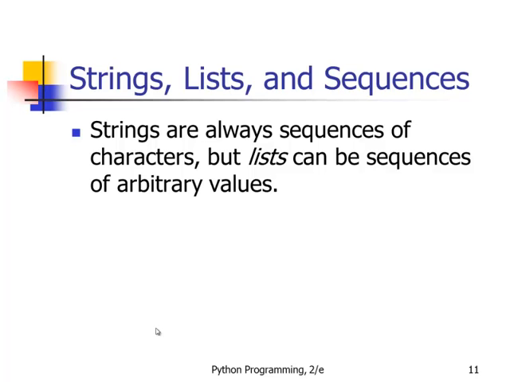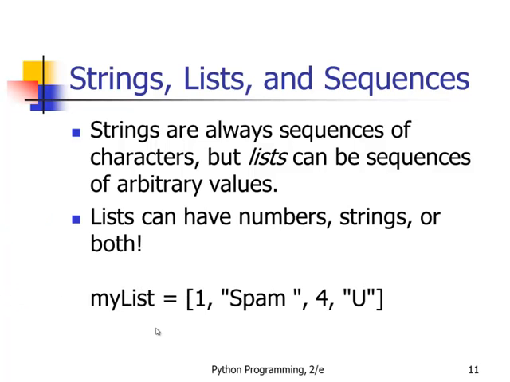Strings are always sequences of characters, but with lists, you can create a list of sequences of arbitrary values. So to create a list, you give your list a name, and you put the contents of the list between two square brackets.